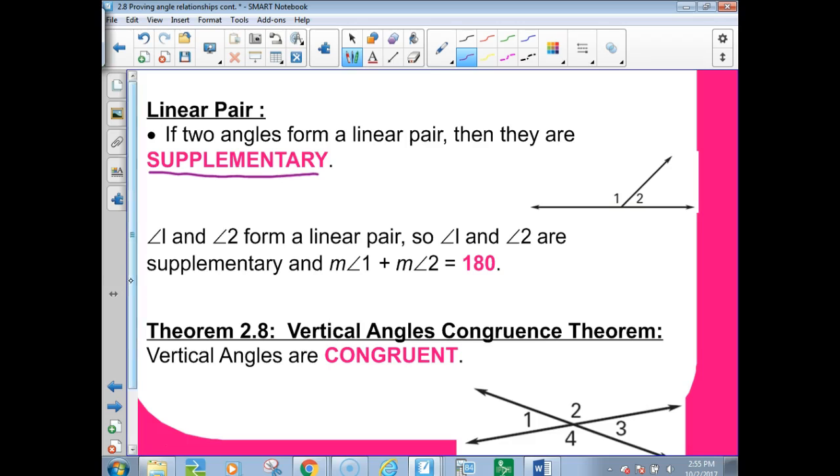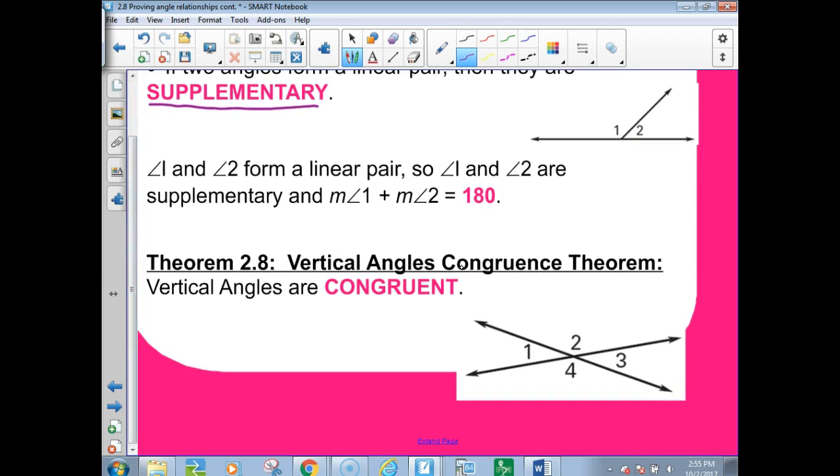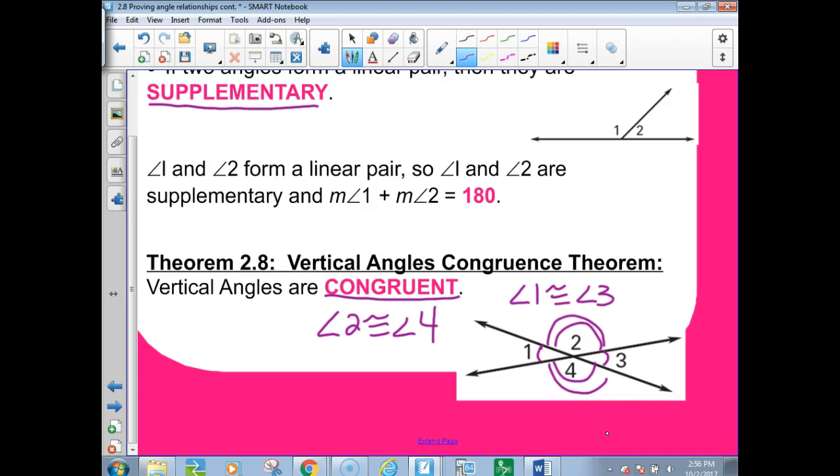Theorem 2.8 is the vertical angles congruent theorem. All vertical angles are congruent. Well, no, it's vertical angles are congruent because you have to look at each individual situation. In this case, angle 1 is congruent to angle 3, and 2 is congruent to 4. So vertical angles are congruent. Need to know that. So that's what the vertical angles theorem says. So now we're going to try a few proofs.